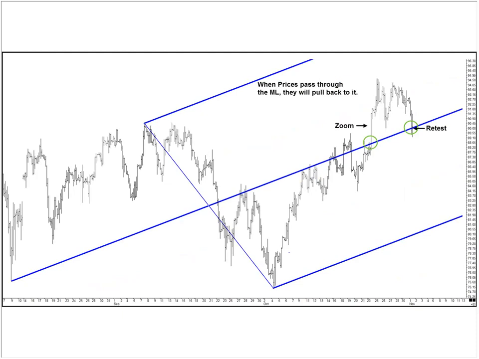When prices pass through or accelerate through the median line, they will pull back to retest it. Here we go. We accelerate, zoom through the median line right here. We come up, we turn around, and with the same probability, we will retest this upsloping median line. So we retest it.